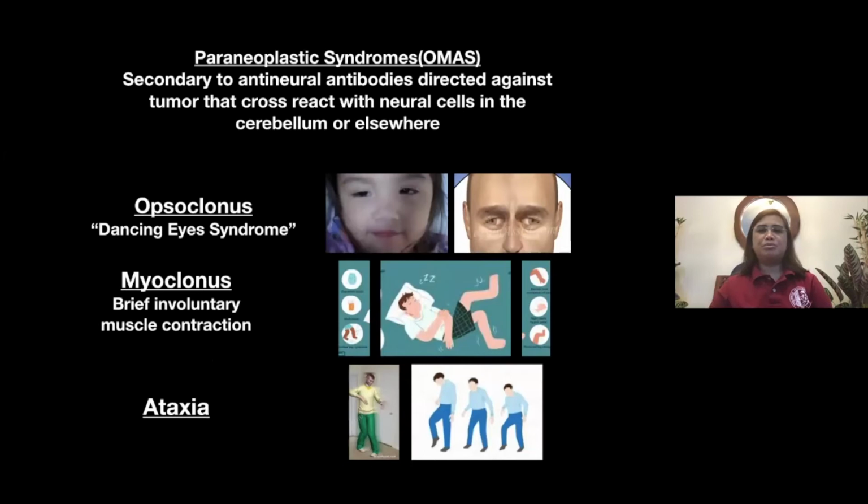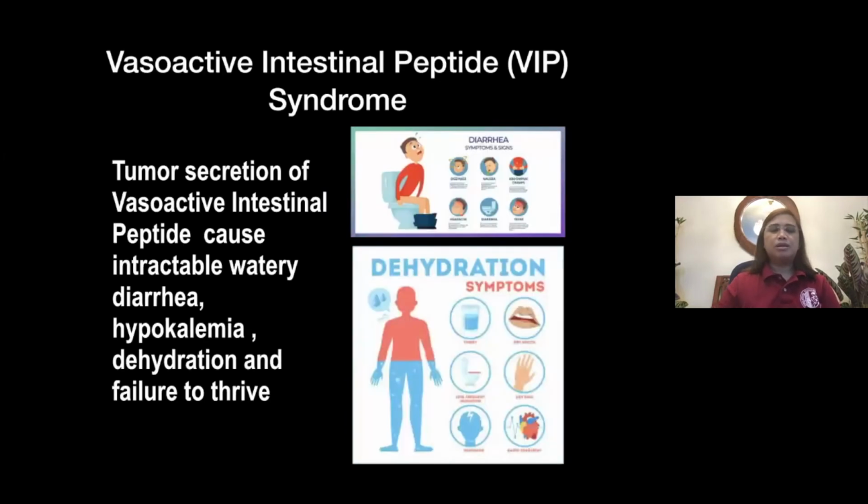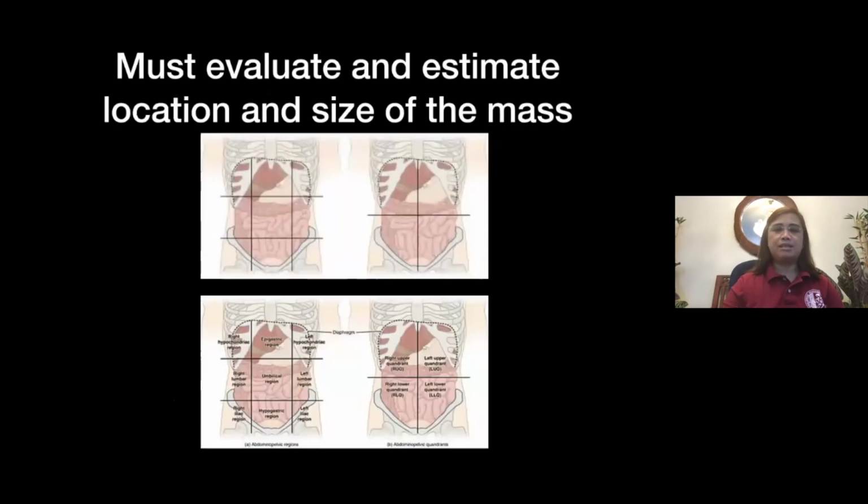Paraneoplastic syndrome is secondary to anti-neural antibodies directed against the tumor that cross-react with neural cells in the cerebellum or elsewhere. And it manifests as opsoclonus, myoclonus, and ataxia. Tumor secretion of vasoactive intestinal peptide causes intractable watery diarrhea, hypokalemia, dehydration, and failure to thrive. So if you have a patient with this manifestation, neuroblastoma can also be one of the differentials.